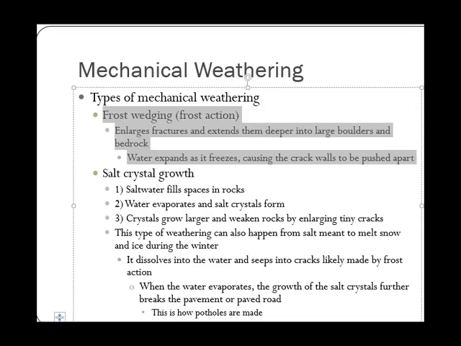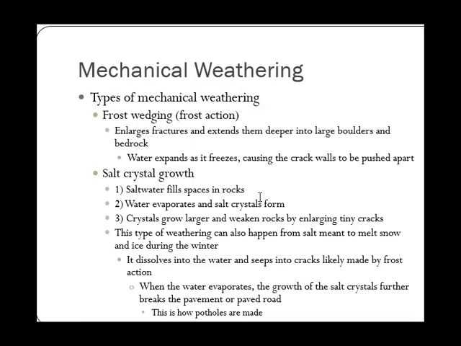That's how potholes happen. Potholes are much more common in cold weather and in wet weather than they are, for example, in the desert where it's warm and dry. Mechanical weathering in general happens more in cold weather and in wet weather for that reason. Water seeps in, freezes, expands, breaks apart the rock, and then the rock becomes weathered.